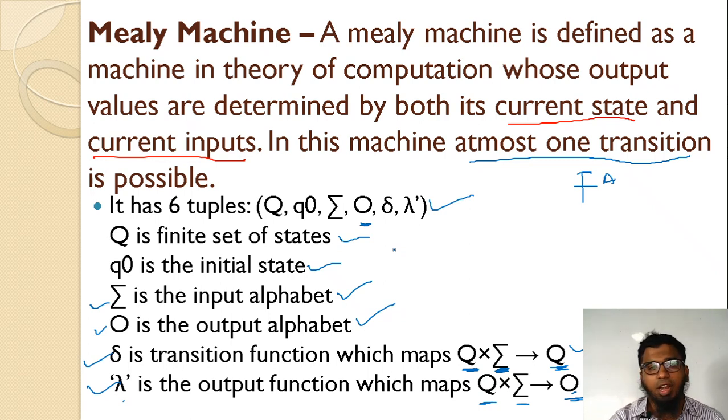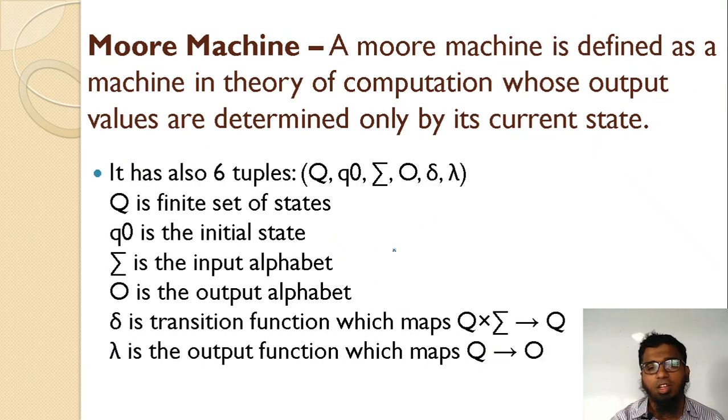Next is the Moore machine. The Moore machine is defined as a machine in theory of computation whose output values are determined only by its current state, only the current state. What does this mean?